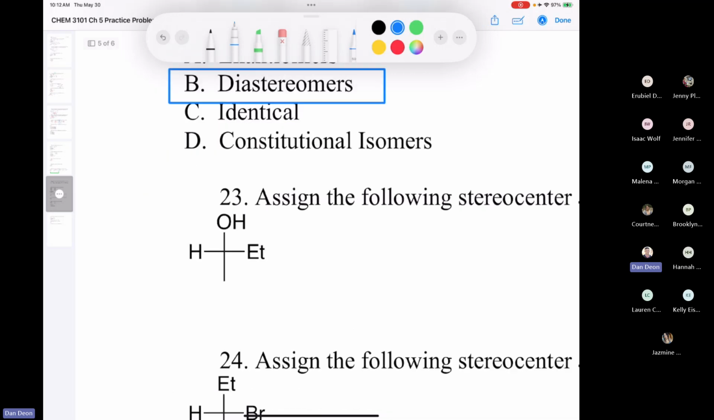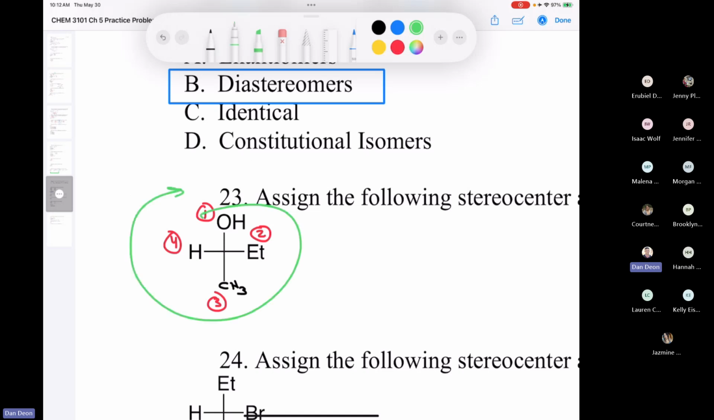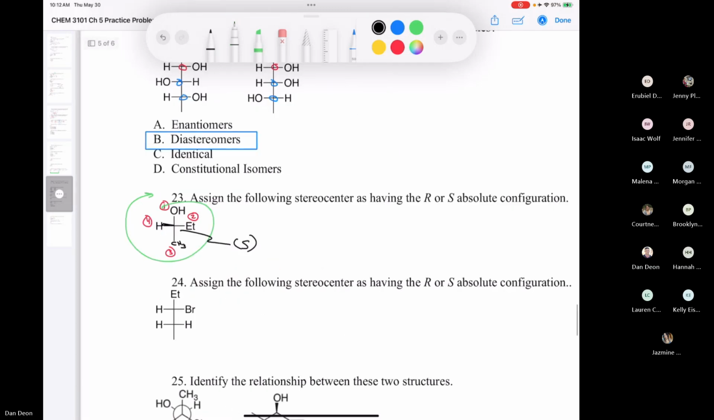All right, next one is designate this compound as being R or S. Keep in mind that this is a methyl group down here. So the highest priority is going to be the oxygen. Ethyl will be second, methyl will be third, and the proton will be fourth. So we go from 1 to 2 to 3. That's going clockwise, which would be R. But remember, the proton is coming out towards you, because it's horizontal. So we reverse it, and this is an S compound.